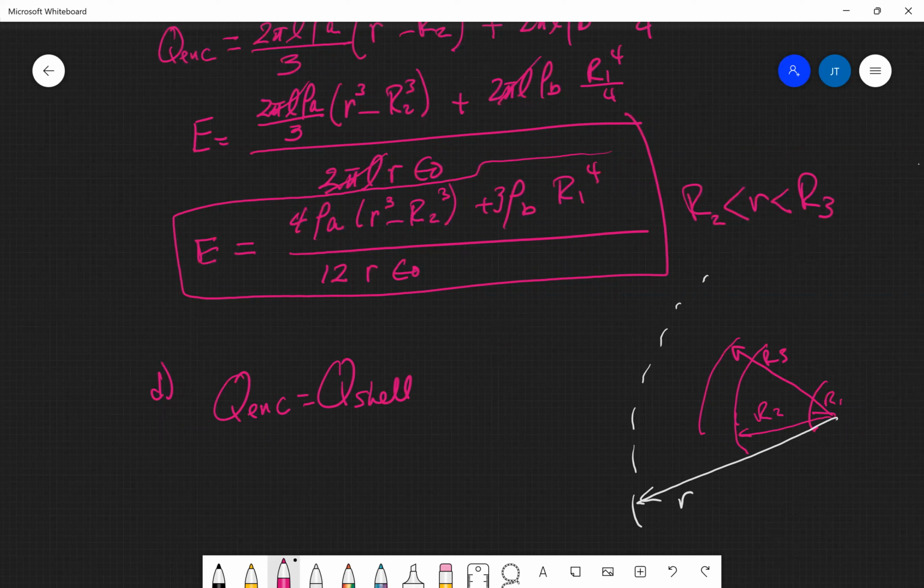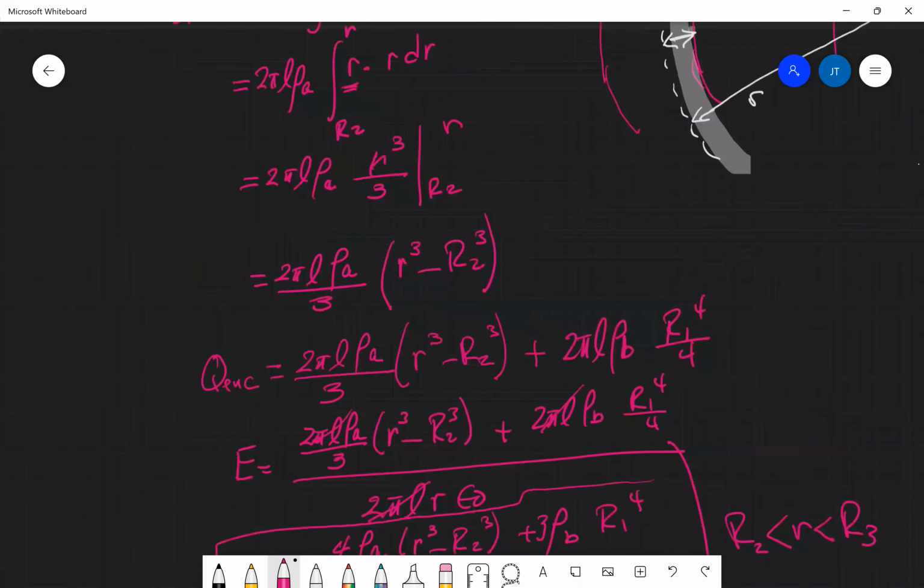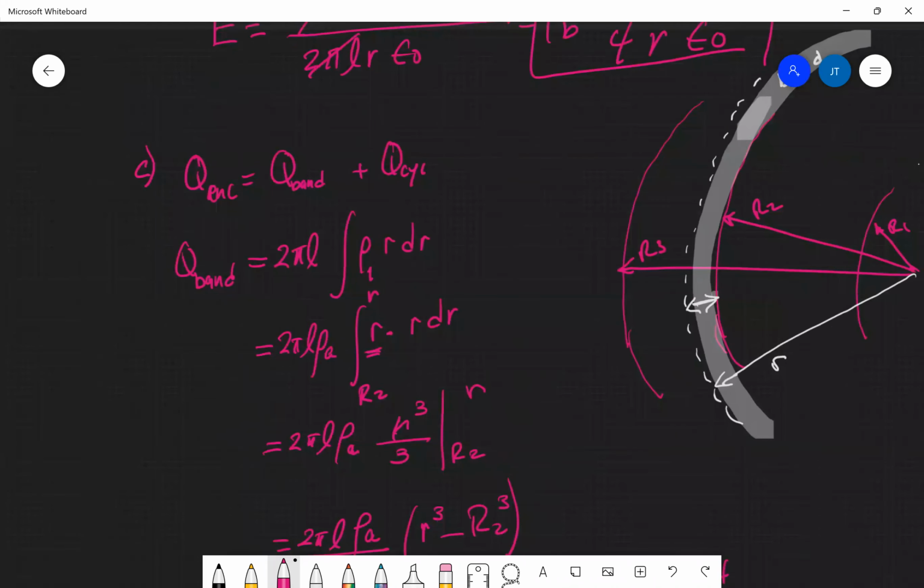All right. Plus the cylinder. We already know what Q enclosed is here, because right now this white Gaussian surface encloses the shell and encloses the cylinder. So all we gotta do is compute Q shell. Let's go up a little bit here. And let's look how we computed the band right there.